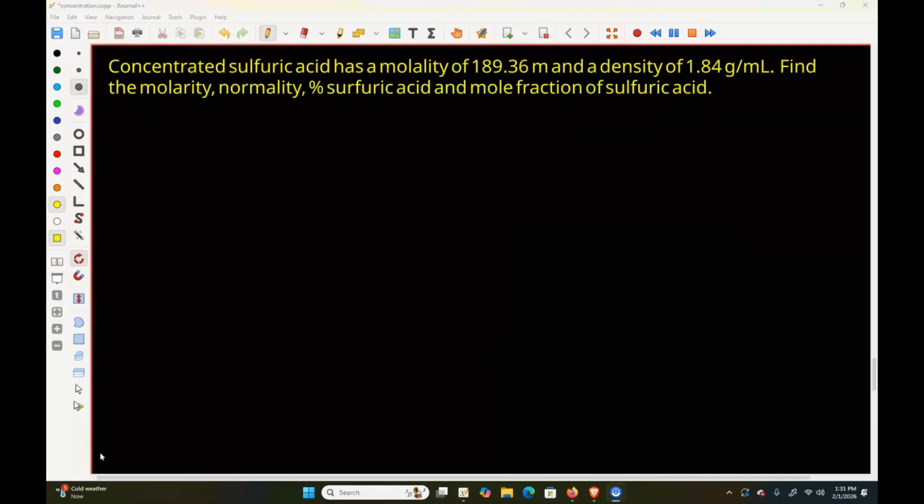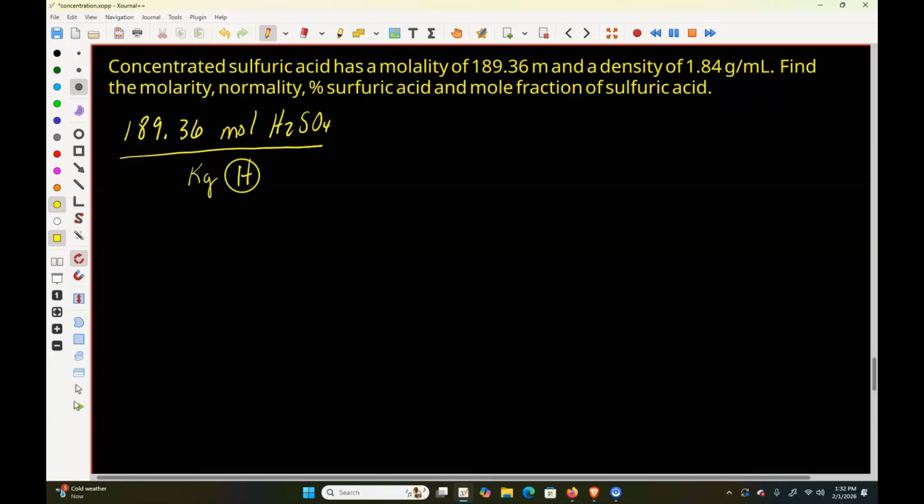Concentrated sulfuric acid has a molality of 189.36 molal and a density of 1.84 grams per milliliter. Find the molarity, normality, percent sulfuric acid, and mole fraction of the sulfuric acid. All right, so let's get started breaking this down. I'm going to start with the 189.36 molal. That means moles H2SO4 per kilogram of the solvent, which is going to be water.